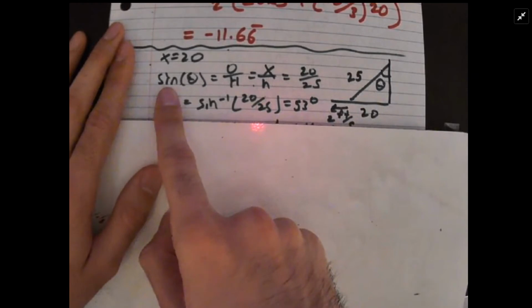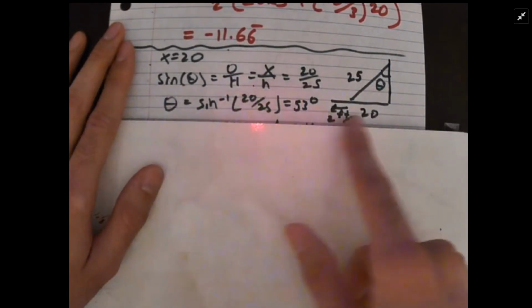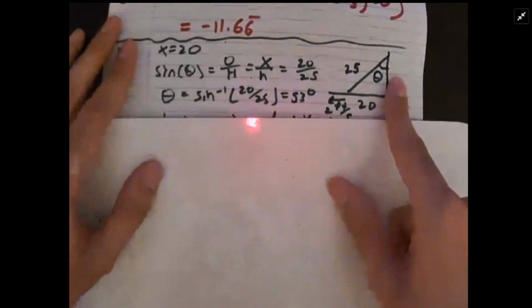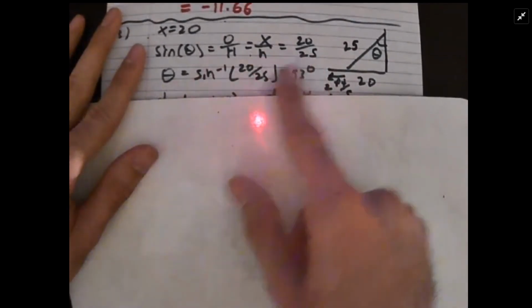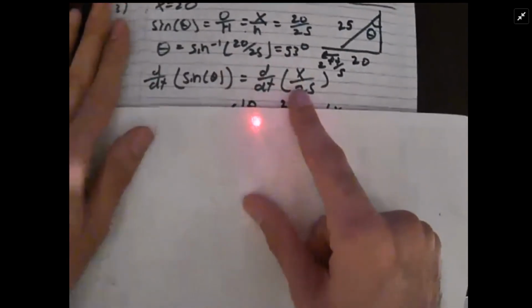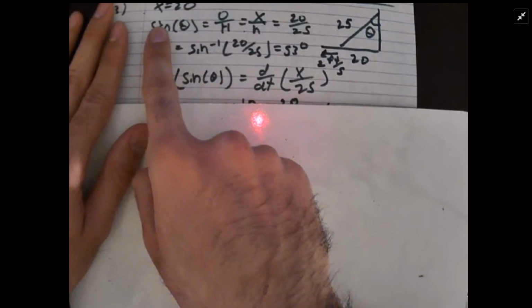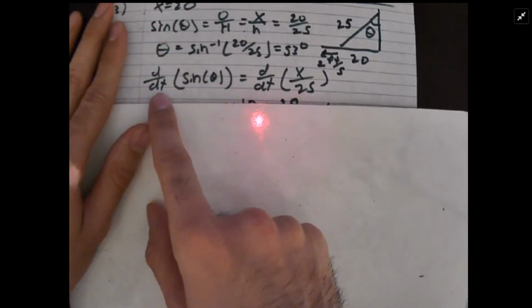So remember that the sine of this theta is opposite over hypotenuse. So that's 20 over 25. And we can find out what that angle is by taking the inverse sine of this 20 over 25. So that would be 53 degrees. Now, if we go back to this top equation, and take the derivative with respect to time of both sides, we can find out what d theta over dt is.